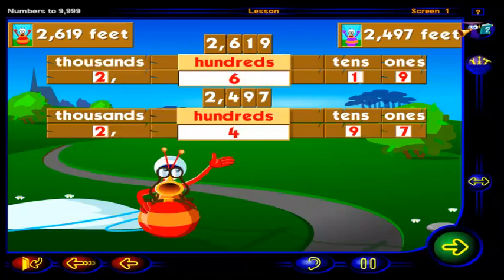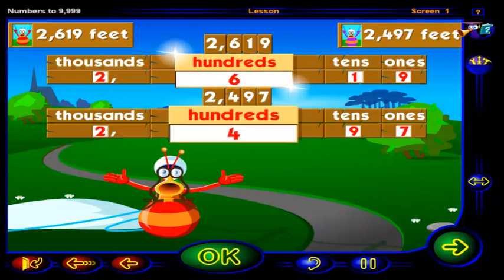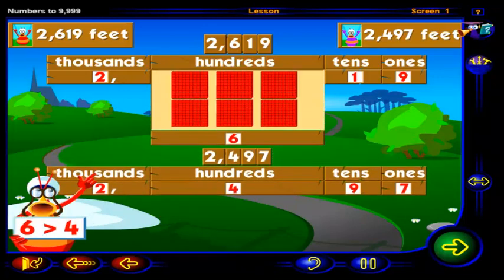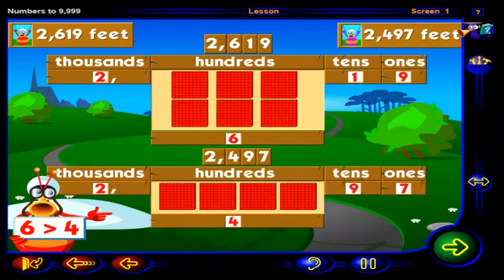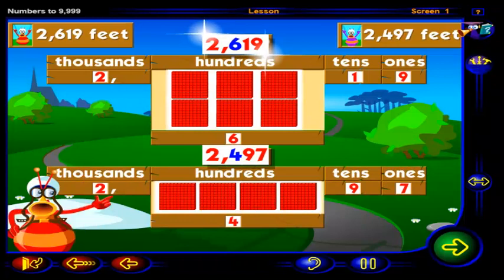Which hundreds place has the greater number of hundreds? Click on a hundreds place and then click OK. That's right. This hundreds place has the greater number of hundreds. 6 is greater than 4. So 6 hundreds is greater than 4 hundreds. Since there are more hundreds in this number than in this number, 2,619 is greater than 2,497.